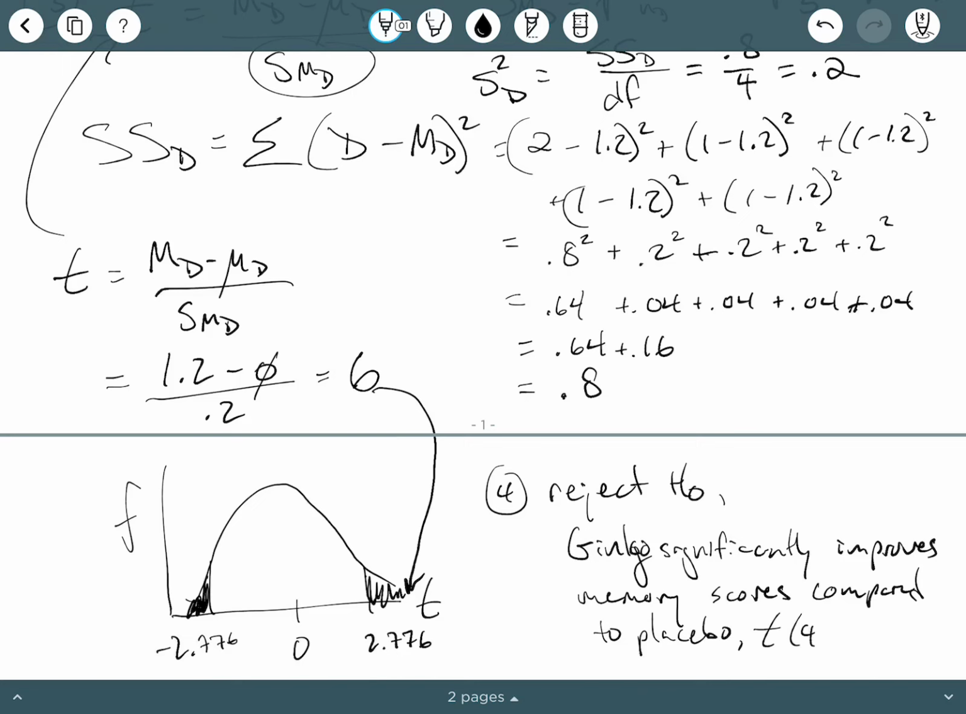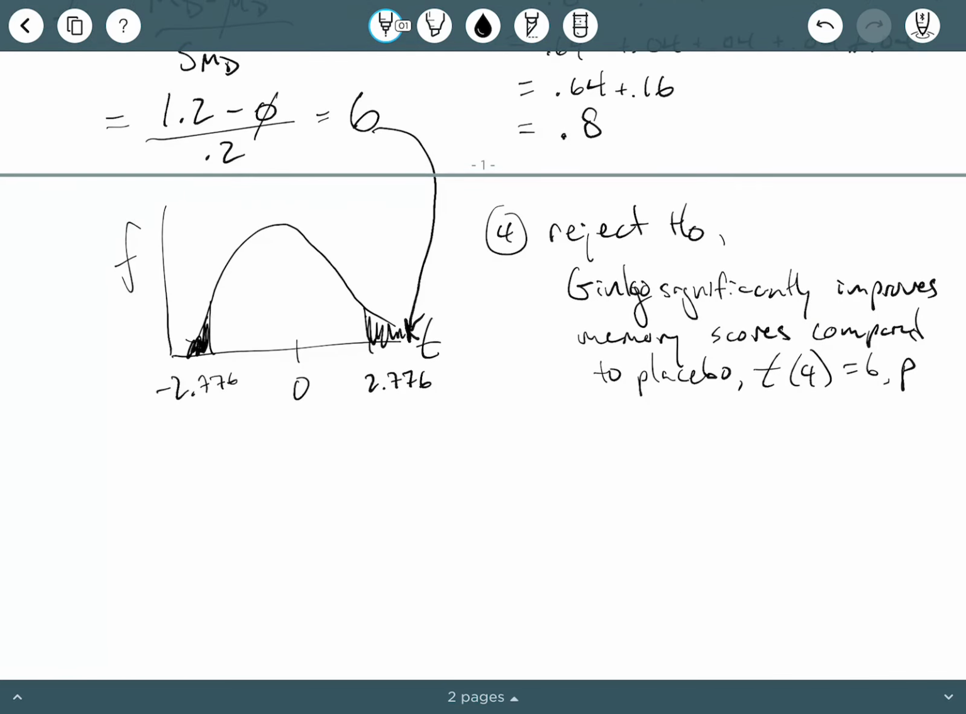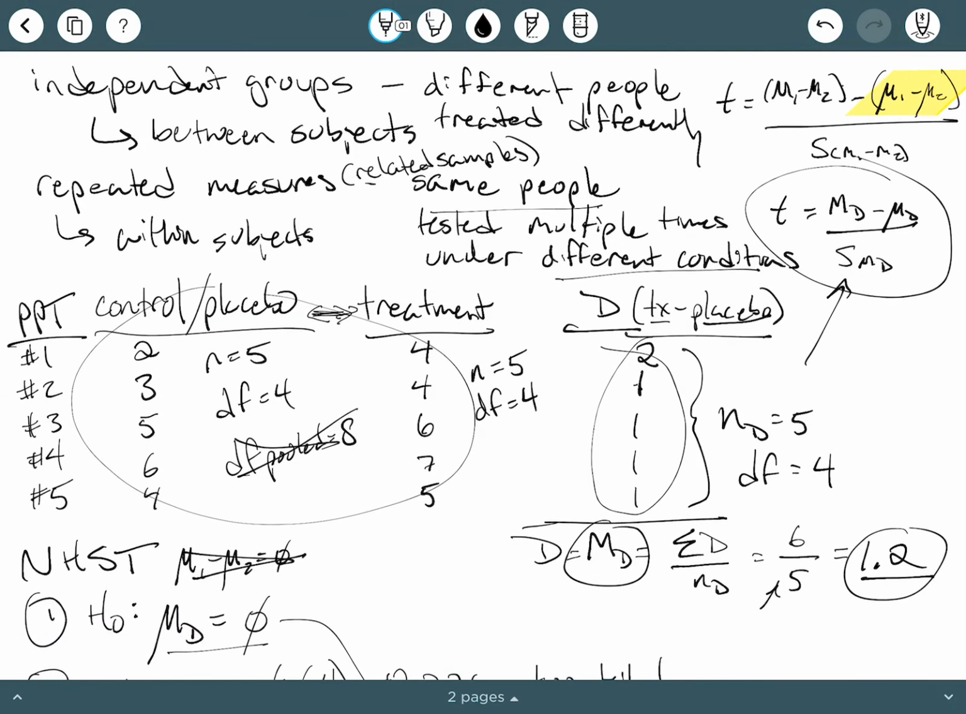With t at 4 degrees of freedom equal to 6, and p, well, what is p? We don't really know what proportion lies beyond 6, our observed t-value. But we do know that it's smaller than these two proportions combined, which was 0.05. So all we can really say at this point is p is less than 0.05. All right, and that is how you do the repeated measures within-subjects related samples t-test.